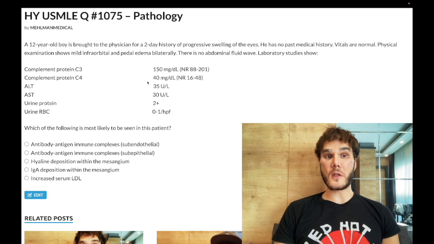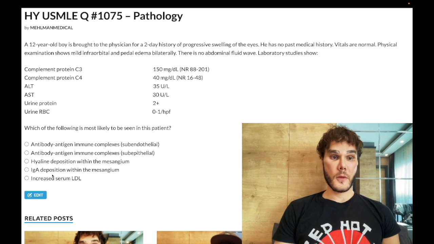Okay, so complement protein C3 is decreased in PSGN, it's decreased in lupus flares. C4 will be decreased in cryoglobulinemia. I don't really know what to say. It's just something you could know, should know. Wrong answer.